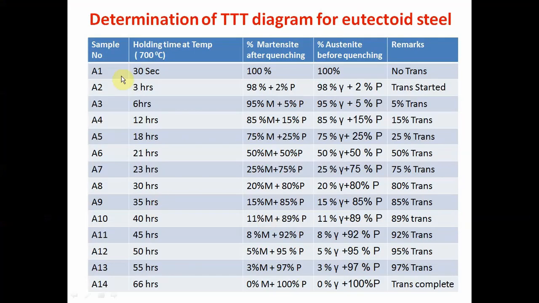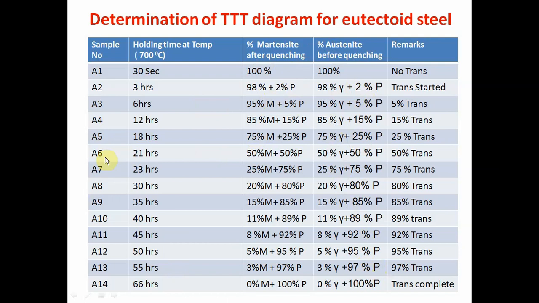This chart indicates a total of 14 samples are initially prepared, and these 14 samples are immersed in the first salt bath furnace and they are taken out after these different time intervals and immersed in the second salt bath. Because of increasing holding time, more and more percentage of pearlite transformation will form after quenching. This fourth column indicates the transformation of austenite into martensite.